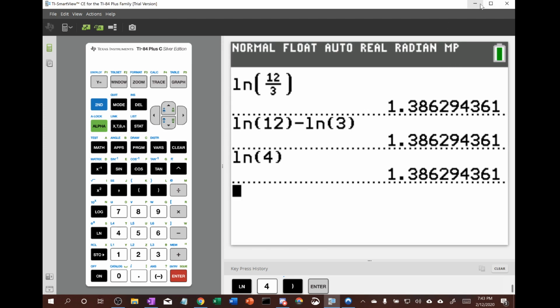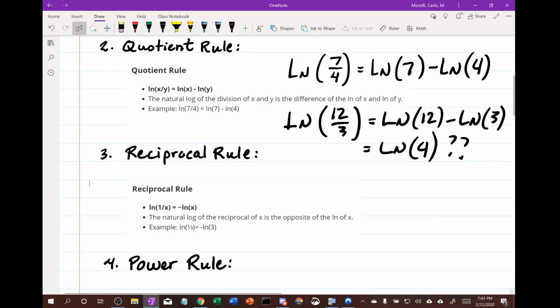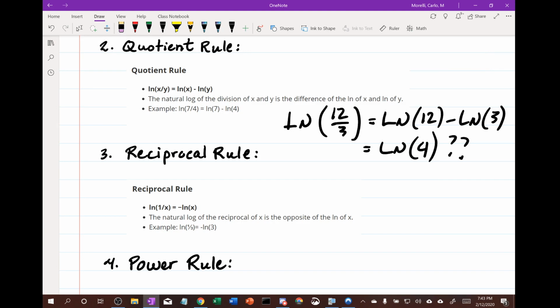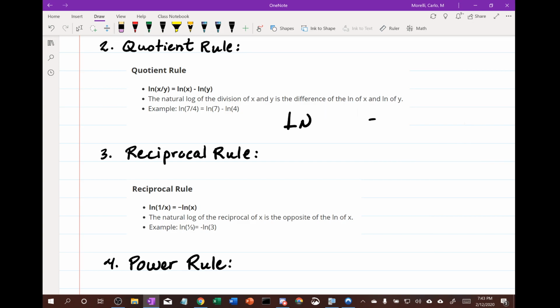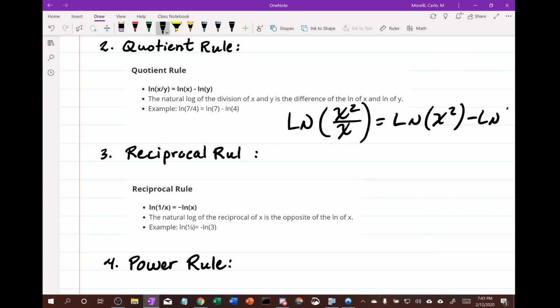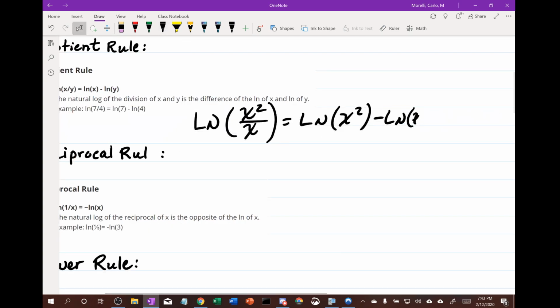Now, where this is going to become more interesting is these are kind of silly examples, but good for us to practice with. But here's what I want to see. When we start replacing ln with not just like, so that, what about the ln of x squared over x? So is this equal to ln of x squared minus ln of x? This is where students will start to freak out.